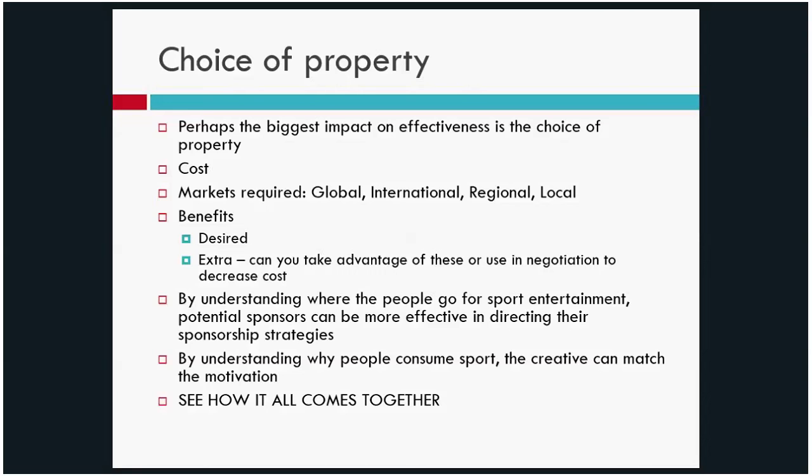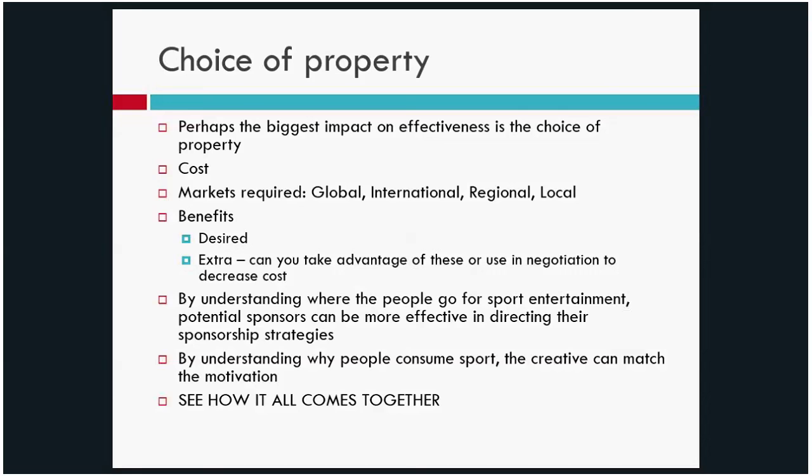And local, which market do I need? Which market is my target audience? What benefits do I need? Which ones do I absolutely need and which ones are extra? If they're extra, can I take advantage of them, or do I want to negotiate them back to decrease the cost? By understanding where people go for their sport entertainment, potential sponsors can be more effective in directing their sponsorship strategies. If I know my target audience likes football, I want to be in football. If I know my target audience likes ice skating, I want to be in ice skating.